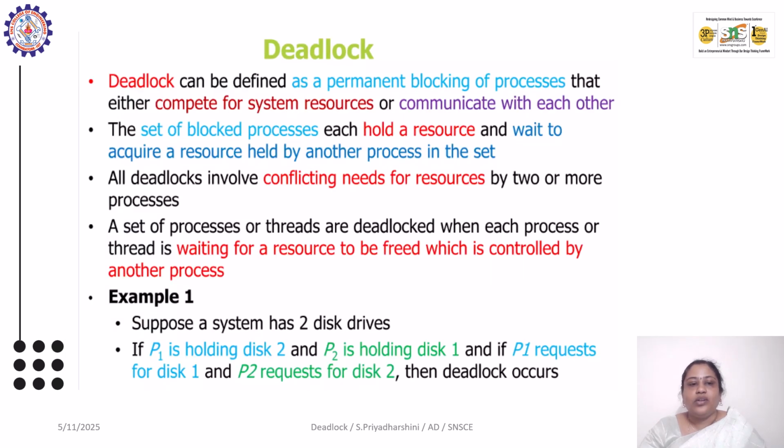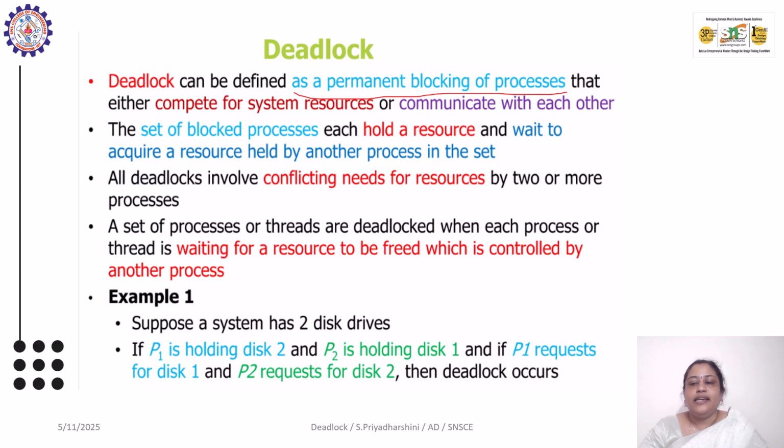Now let's see what a deadlock is. In short, deadlock is an indefinite blocking of different processes. We call it a deadlock. Deadlock can be defined as a permanent blocking of processes by some other processes, or the communicating processes. Indefinite blocking of processes is called a deadlock.